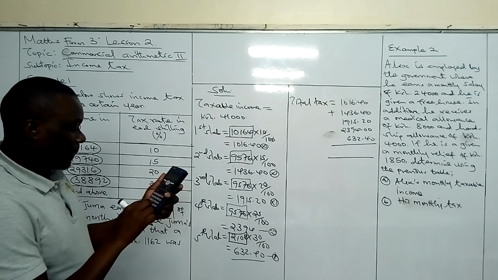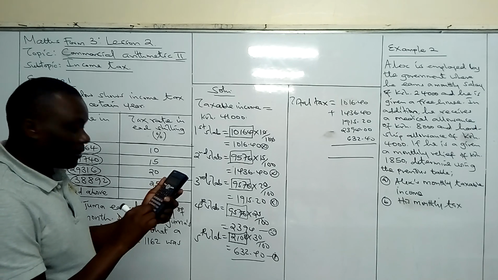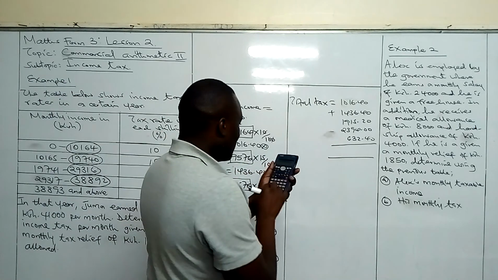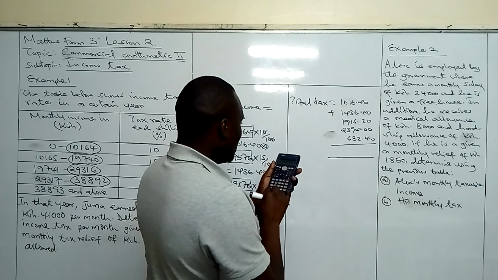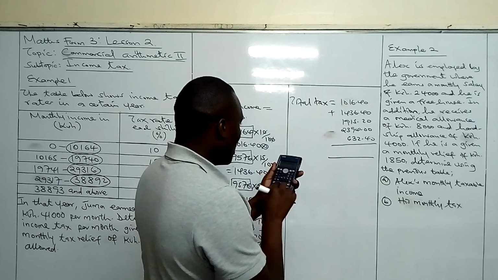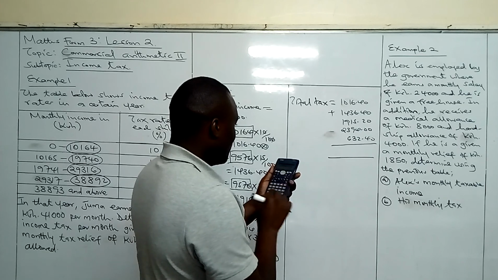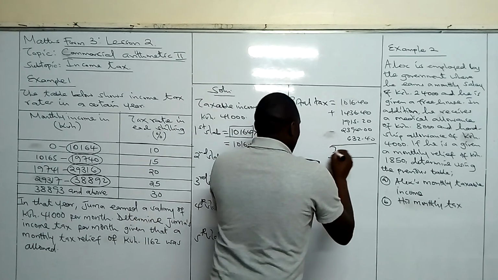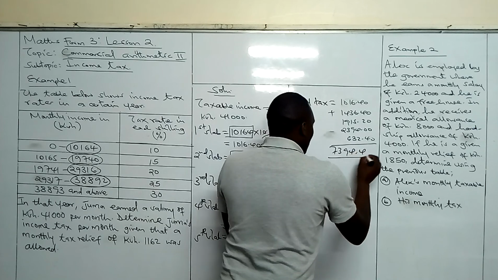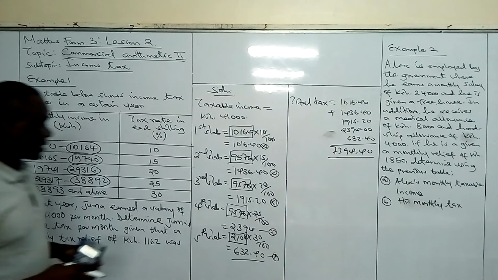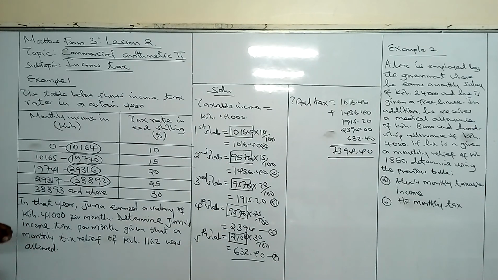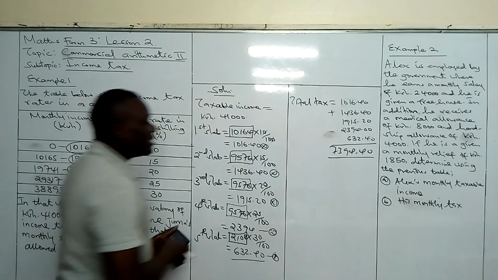So our total tax will be, let us do it together very fast. That's 1436.40. Then we add 1915.20 plus 2394 plus 632.40. Then we will obtain 7394.40. That's total tax, but we need Jumai's income tax. So we must remove the relief.